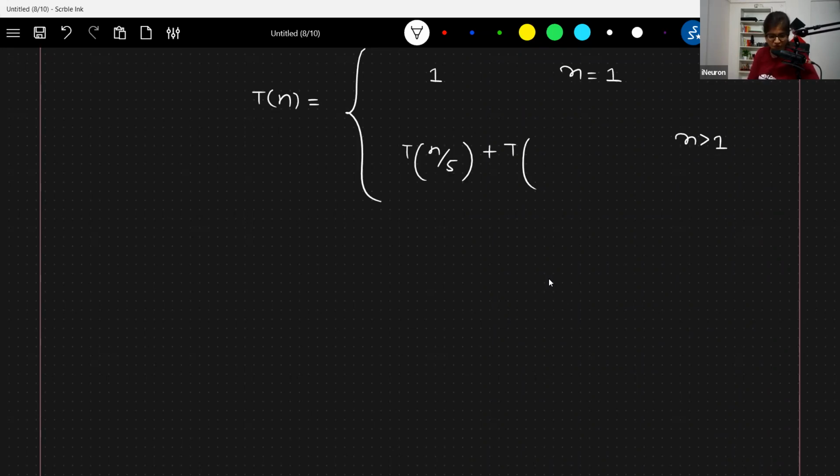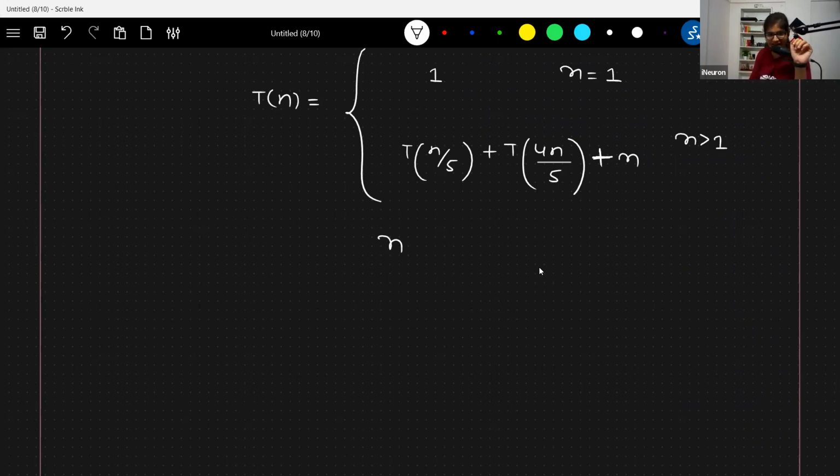But let's talk about another question also, so that everyone gets better clarity. Here again, we have T of n. If the value of n is equal to 1, it is constant time. When n is greater than 1, it is equal to T of n by 5 plus T of 4n by 5 plus n. Do one thing. First of all, try to solve it on your own. Take maybe 4 or 5 minutes. Whatever understanding you got from the one example I have discussed, do this according to that.